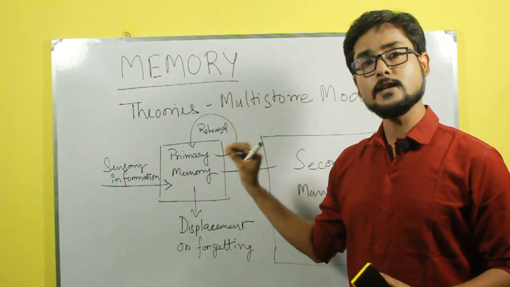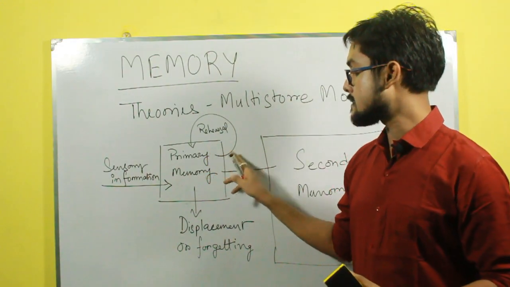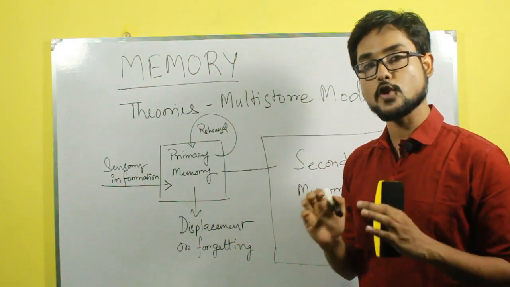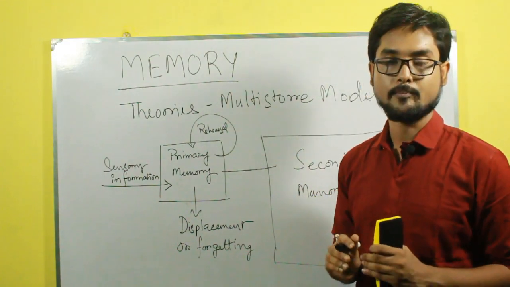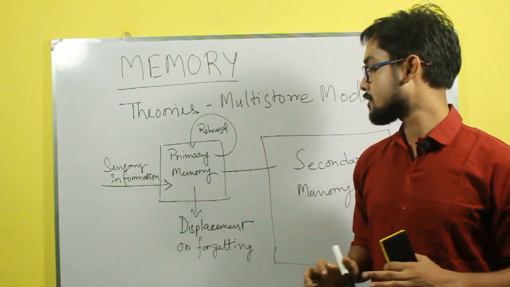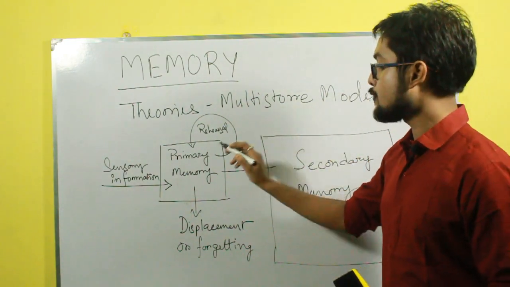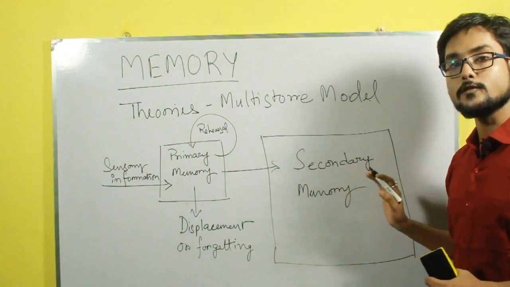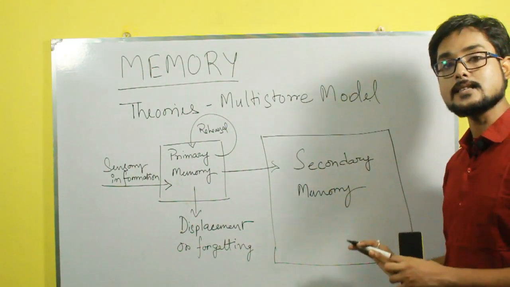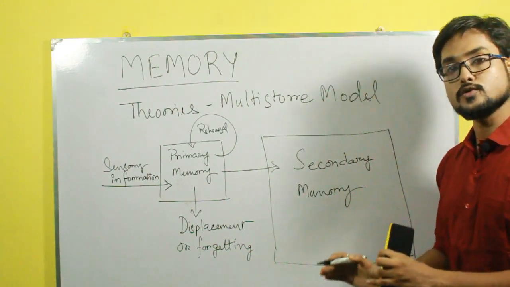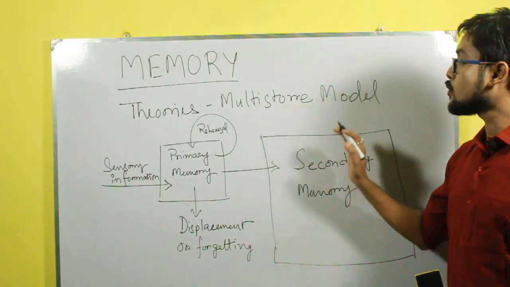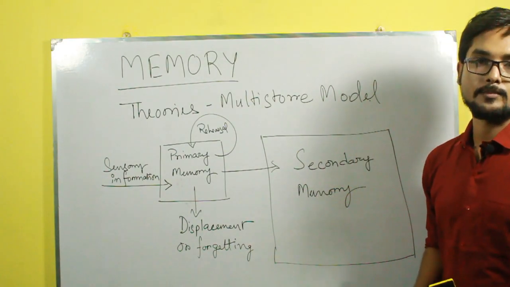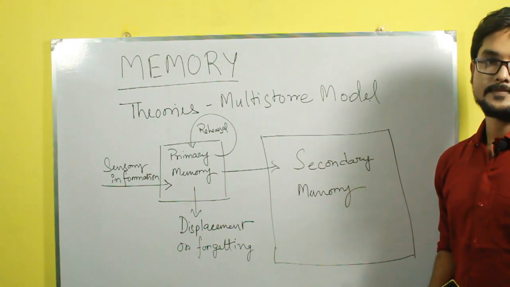To hold on to that information, the information is rehearsed, and with rehearsal, the information goes into the short-term store of the primary memory. The more an information is rehearsed, the more it passes from primary memory to the long-term storage of the secondary memory, which has unlimited capacity to store information. This was the multi-store model of memory by Wolff and Norman, 1965.